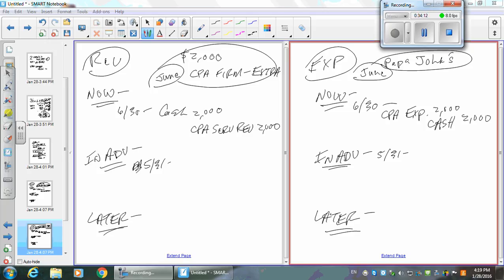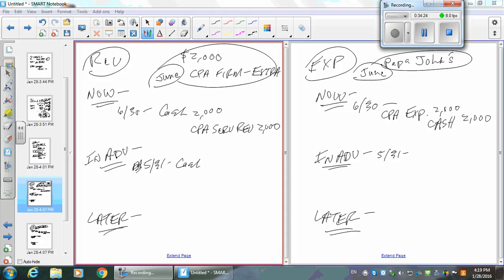Okay, so what happens for revenue? Let's do revenue first. They pay the cash, so we debit the cash. They gave us the cash, right? We're deferring the revenue, we got the cash. Debit cash, 2,000. What do you want to credit, guys? Unearned revenue. Why? Because we haven't earned it yet. Unearned service revenue is a what? A liability. You could call it deferred revenue or unearned revenue. Yes, it's a deferral.